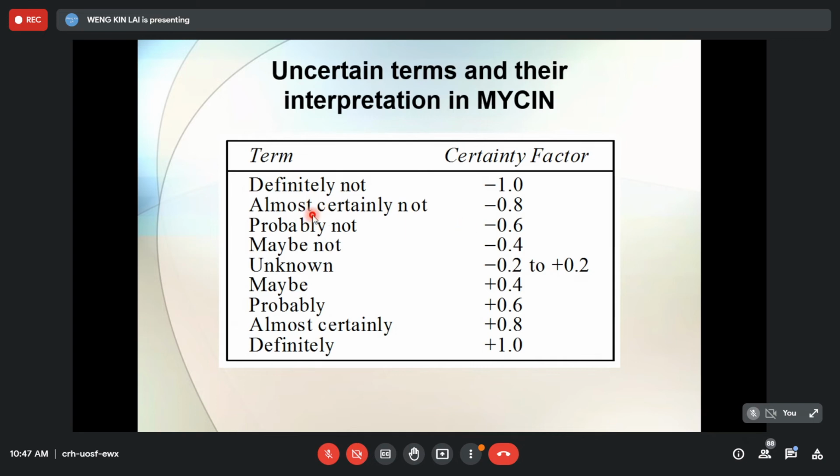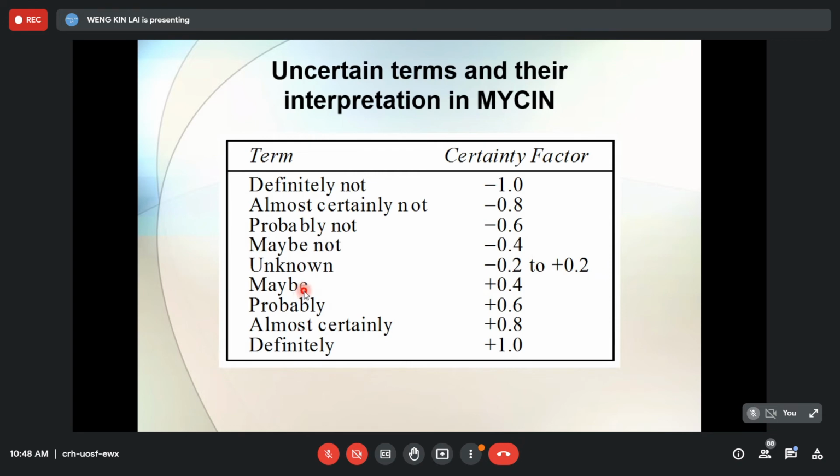Almost certainly not is close to definitely not, -0.8, probably not, -0.6, maybe not, -0.4, and unknown. This is the unknown section, -0.2 to +0.2. This is a range similar to what you study in your digital logic circuits, the undefined zone, the undefined region. So the undefined region here is -0.2 to +0.2. Of course, you as a developer can also change it. If you want to put in something else, you can. The unknown region can even be shrunk to just -0.1 to 0.2 if it increases the accuracy of your system.